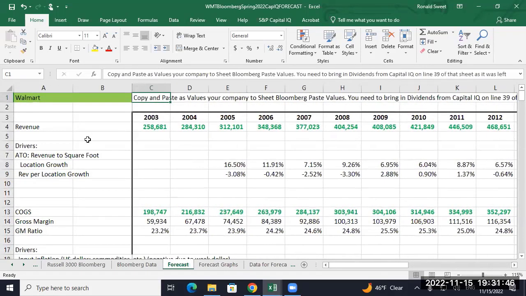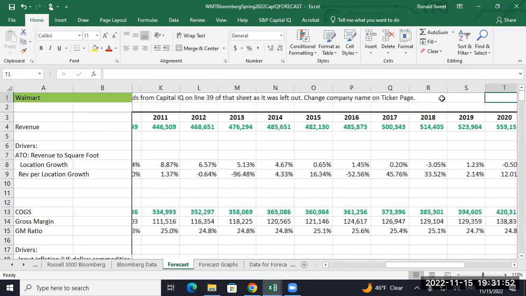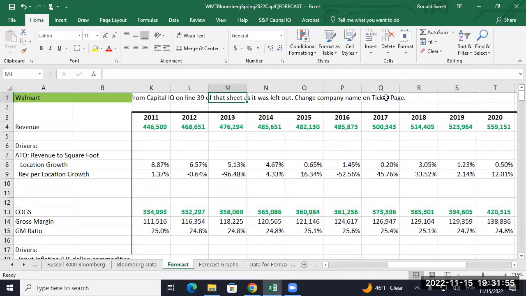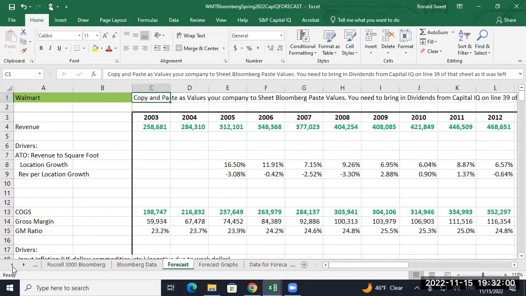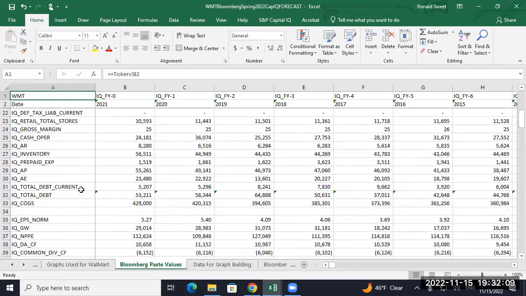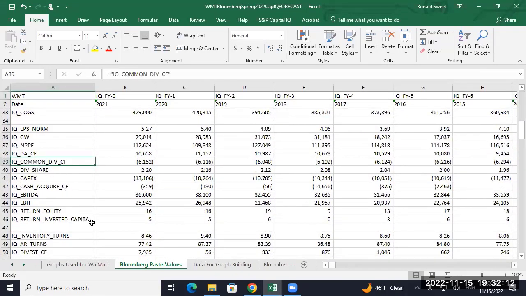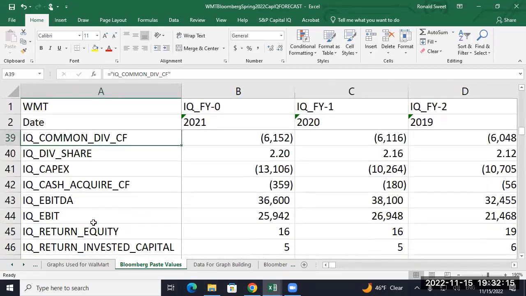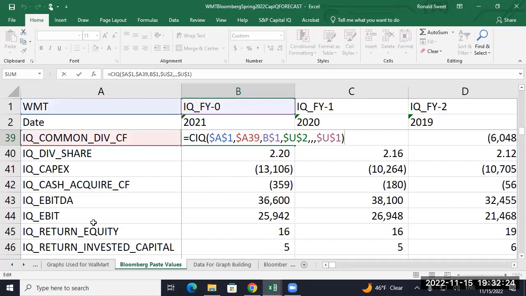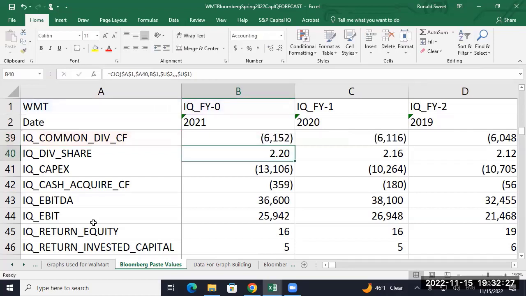One thing I left out, and this is a Capital IQ problem, is the dividends. I'll show you how to do that, and then you have to change the company name on the ticker page. If you're using Capital IQ, you can bring dividends in pretty easily. Before you copy and paste, look down at line 39. That's the Capital IQ code for dividends, so the formula's there to bring it in. For some reason, it didn't bring in dividends, but if you bring that line in, you'll have your dividends.